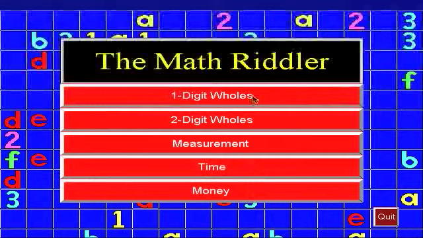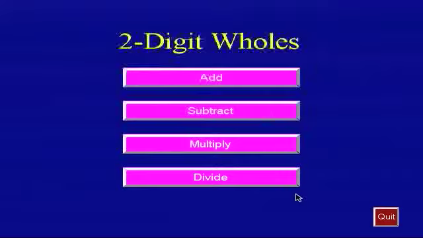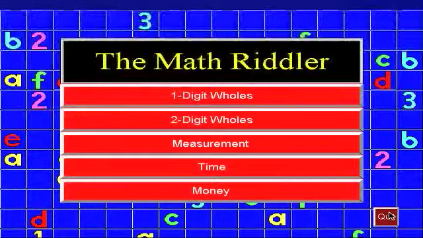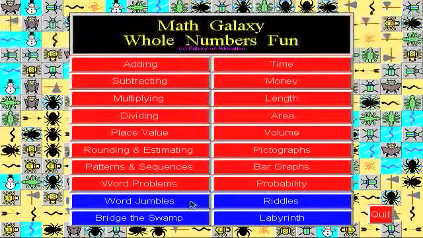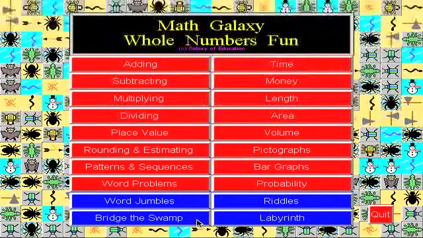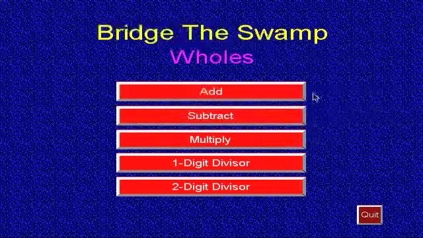And you can also do money and 1 or 2 digit halls for all of the operations. And the word jumbles game is like the riddles, except you're solving word jumbles rather than riddles. There's also a game called Bridge the Swamp, where you can practice these operations.